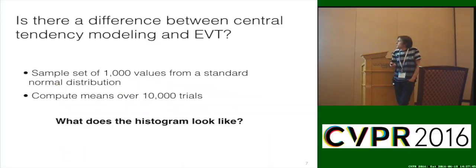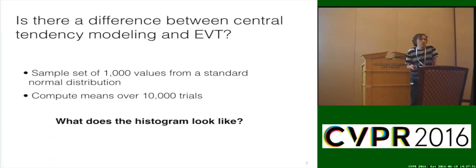So is there a difference between central tendency modeling and EVT? This is a key question because there's always a lot of confusion when it comes to the probabilities that come out of the models when you do central tendency modeling versus extreme value theory modeling. So let's walk through a little example with some simulated data. Imagine that we're going to sample a set of 1,000 values from a standard normal distribution, so nothing secret or tricky about that. And then we're going to compute means over 10,000 trials.